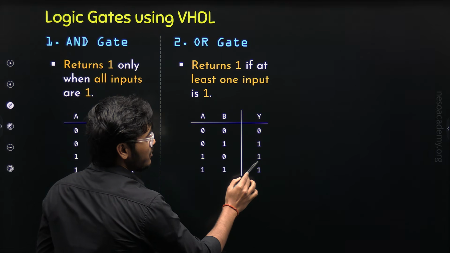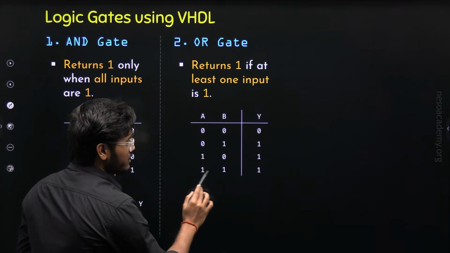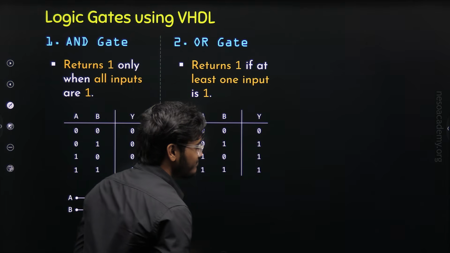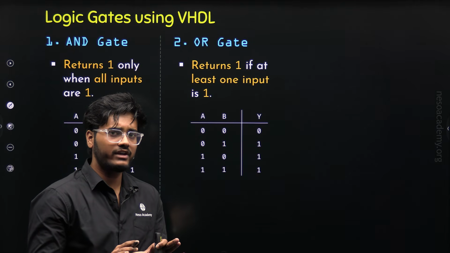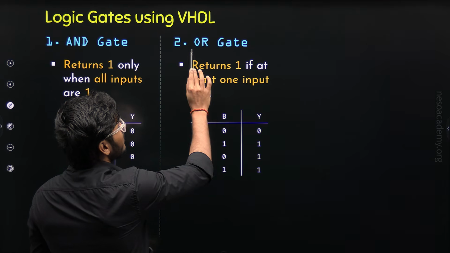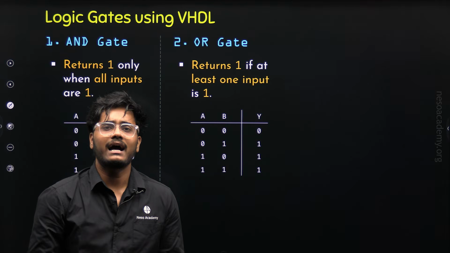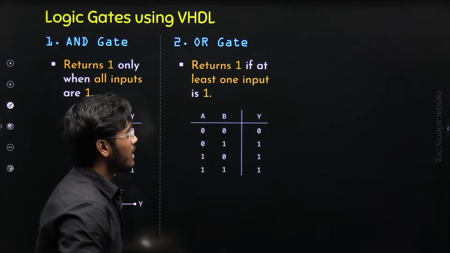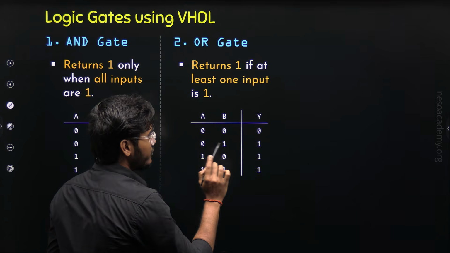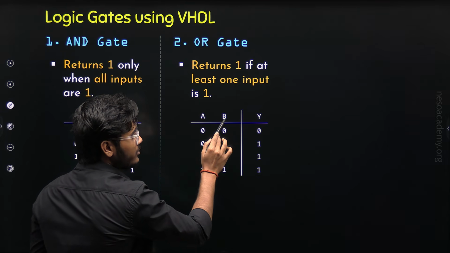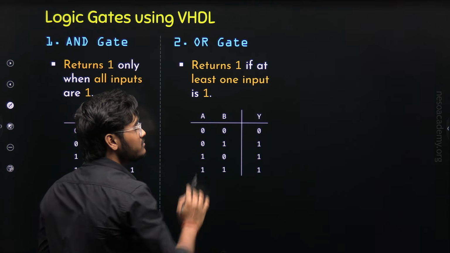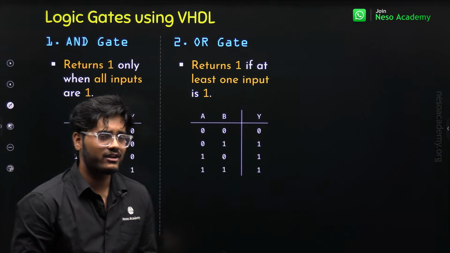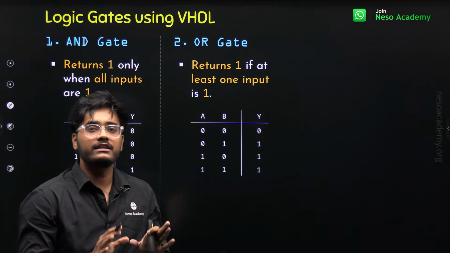Therefore, the output is 1. In the last input combination, both inputs are 1. So, the output is 1. And I hope you understand why we are calling this gate the OR gate, because it acts like the inclusive English word OR, in which output becomes 1 if input A or input B or both of them are 1 or active. So, I hope you understand why we are calling this gate the OR gate.